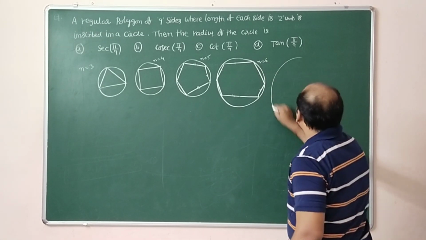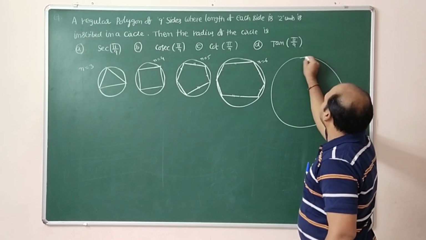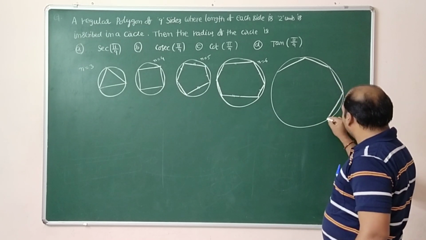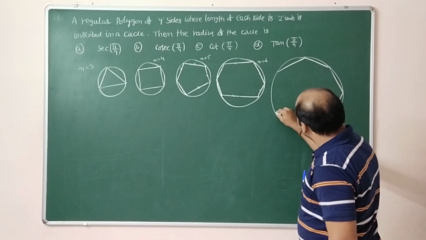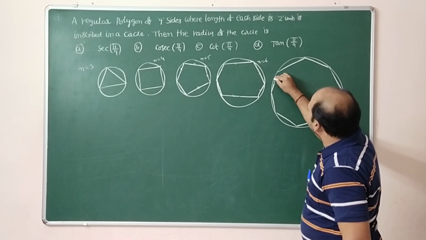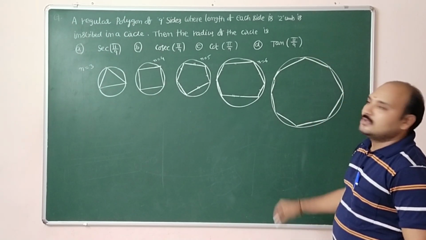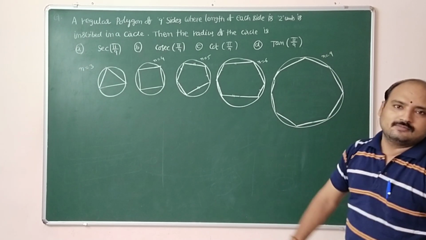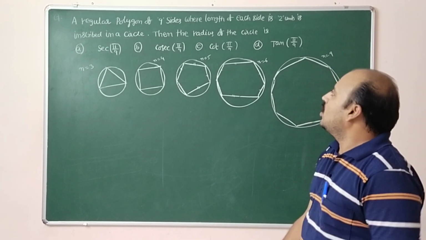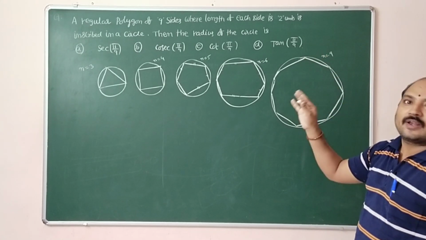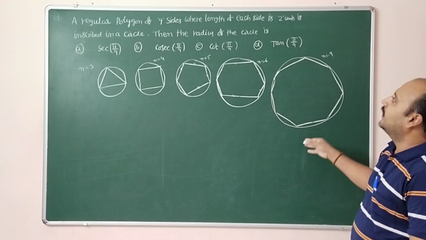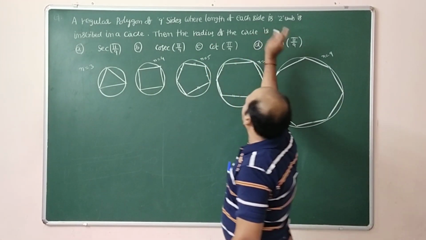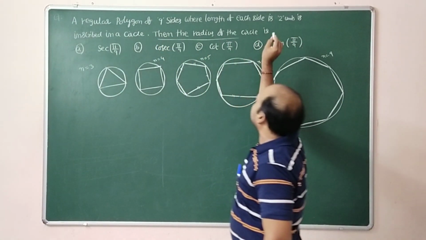It will be, just roughly I am saying, one side, 2, 3, 4, 5, 6, 7, 8, 9. Like this, 9 sides are there. N is equal to 9. Just roughly, for your understanding purpose I am telling. For this type of regular polygon inscribed in the circle, they are asking the radius of the circle.